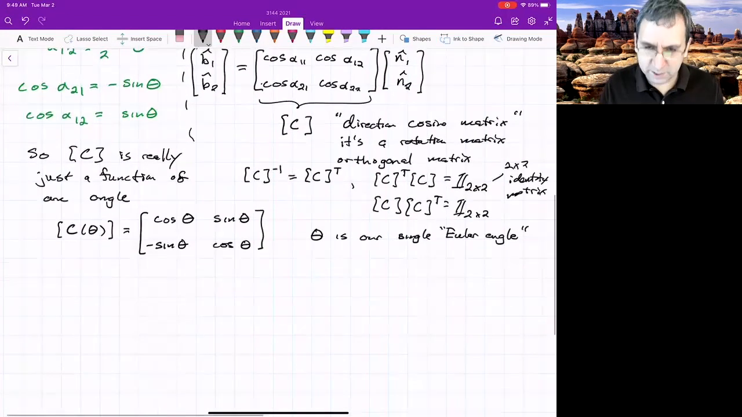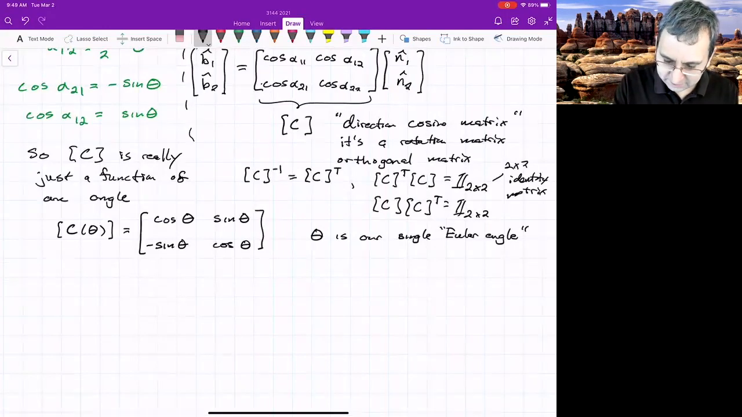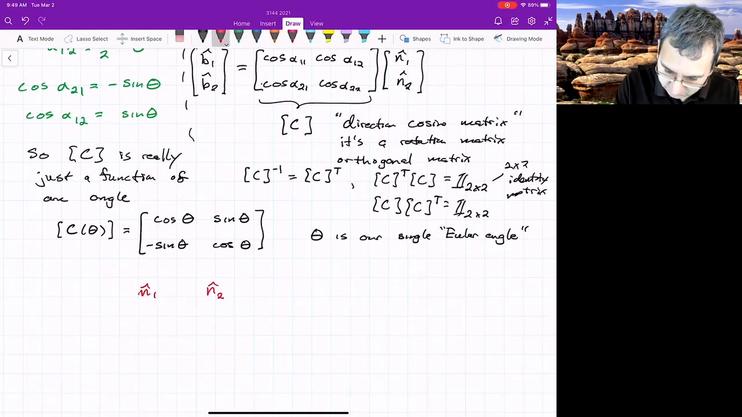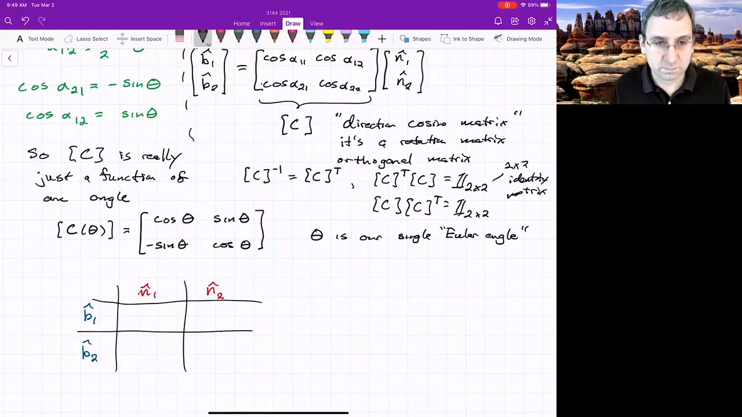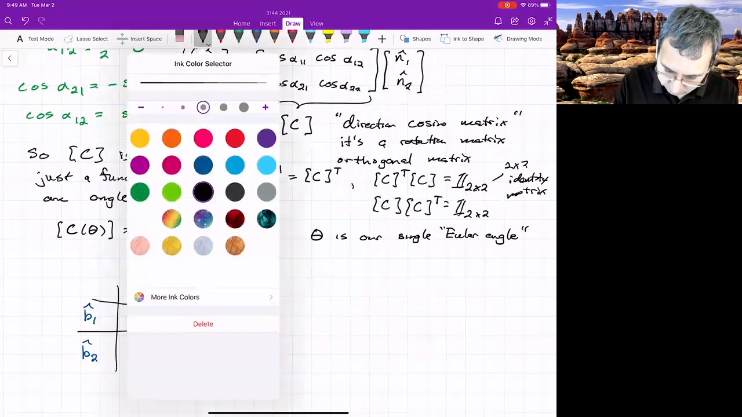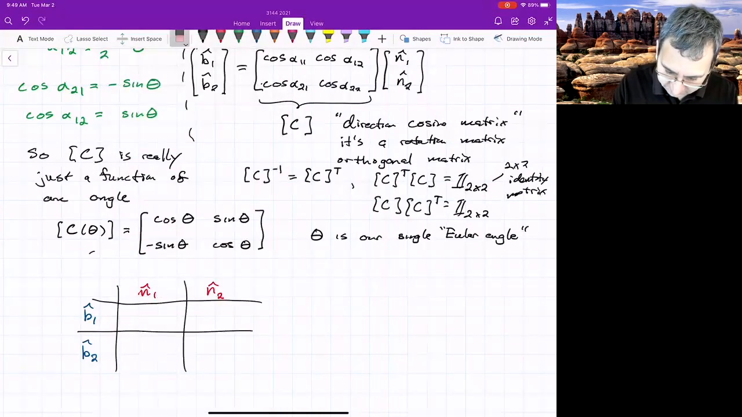Another way that we could have written this would be to make a table. If we made a table relating the N1 directions and the N2 directions with the B1 and B2 directions, we could make a table and the entries will look exactly like the entries of this matrix. And remember what this table represents. Inside each of the boxes, you take the dot product. So this would be B1 dotted with N1 and so on, but we'll just substitute in what it is.